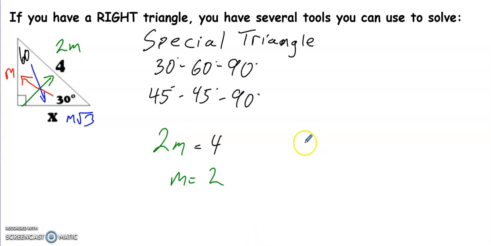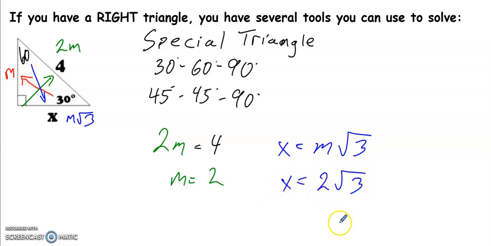Well, what side do we want to replace it with? Well, we want to find x. And x is m radical 3. They're the same side. So x equals 2 radical 3. Done.